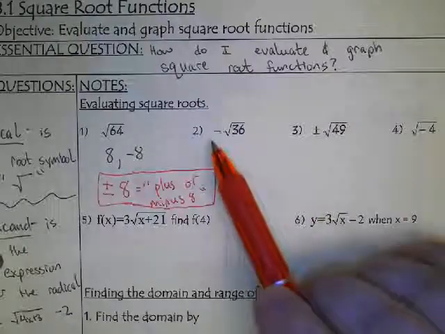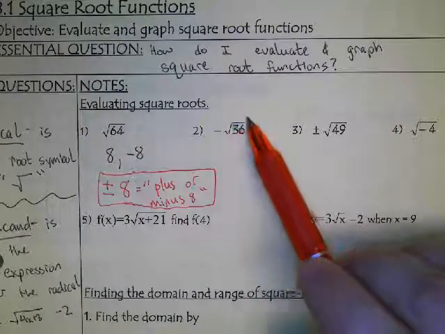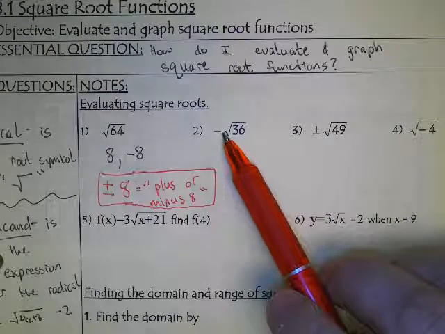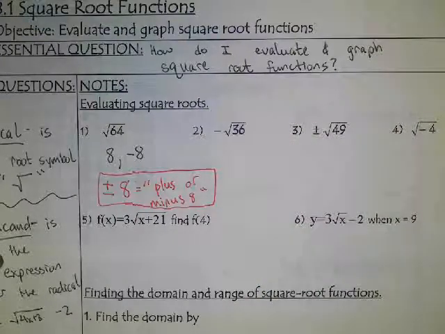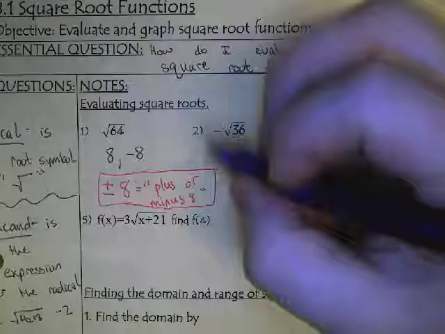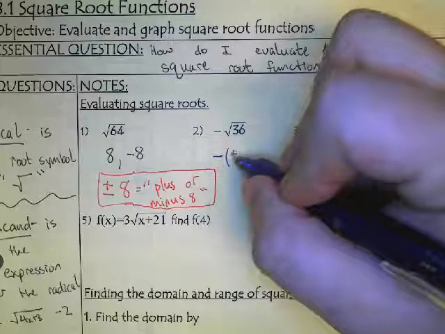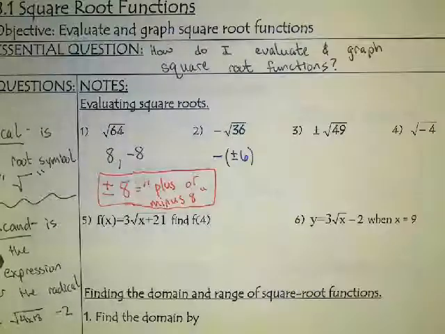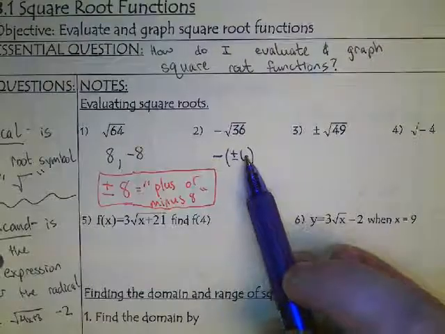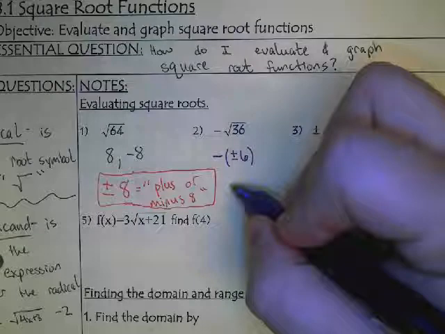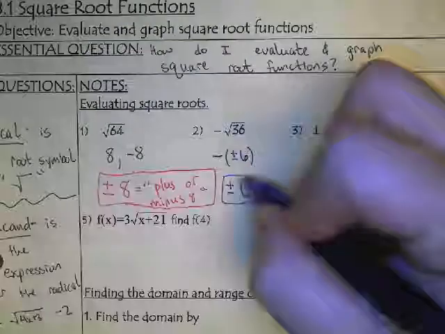When we have a negative out front, it really doesn't affect the result, because a negative out front would mean that I still have the square root of 36. So I'd have the negative out front, and the square root of 36 would be plus or minus 6. What's the opposite of plus 6? That's going to be a negative 6. And what's the opposite of negative 6? Well, that'll be a positive 6. So we still end up with plus or minus 6.